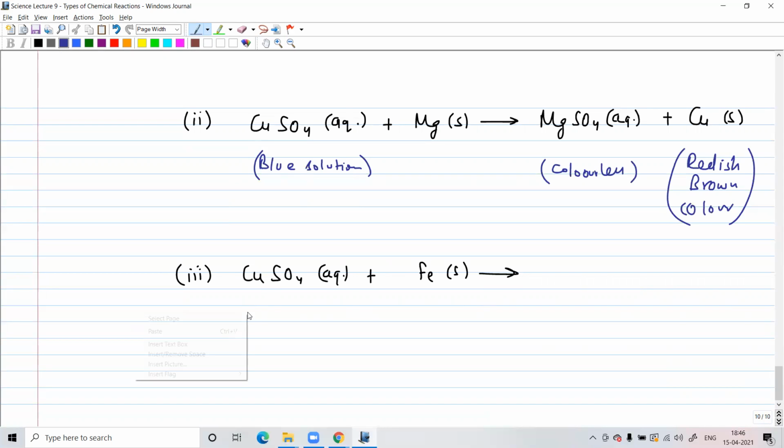Fe plus SO4, FeSO4 plus Cu. Yes, very good. FeSO4, that is iron sulfate, plus copper. Only thing is, the color of iron sulfate is not colorless. It has some color. It is greenish in color. Iron sulfate.